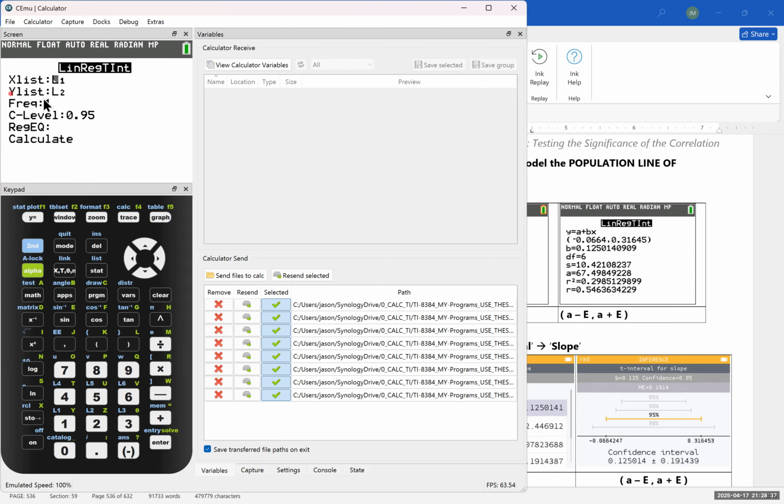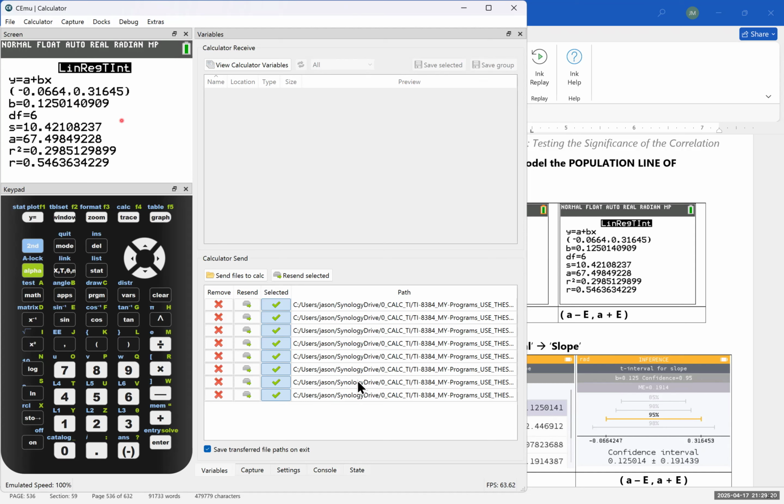Okay, X values are in list 1, Y values are in list 2. We want to test this with a 95% confidence level, and I'm going to hit calculate. Okay, so here is our interval for the slope of the line of regression. And notice one value is negative and the other value is positive. So because one is negative and the other is positive, 0 would fit in between. So 0 isn't outside this interval, 0 is inside it. And that means the line of regression is not significantly different from 0 because 0 is inside the confidence interval for slope.